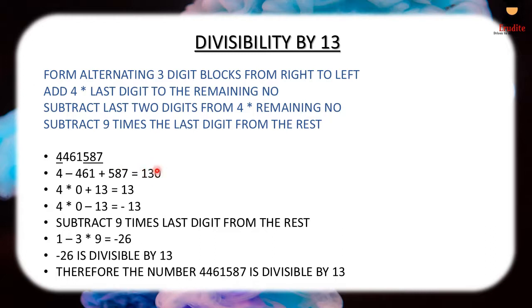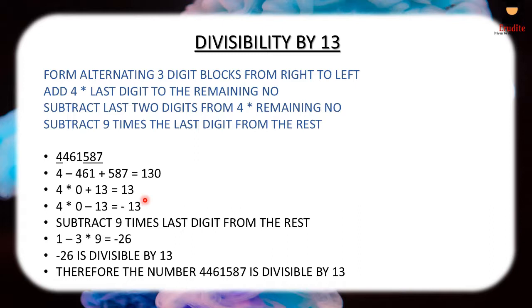After this is done, I add 4 times the last digit to the remaining number. Now the last digit over here is 0, so I'll add 4 into 0 to 13, so it comes out to be 13. Now the number that is left is 13. I need to take the last 2 digits and subtract it from 4 times the remaining number. So the remaining number, if I take the last 2 digits, is actually 0, so I'll subtract 13 from 0. So 0 minus 13 will give me minus 13.